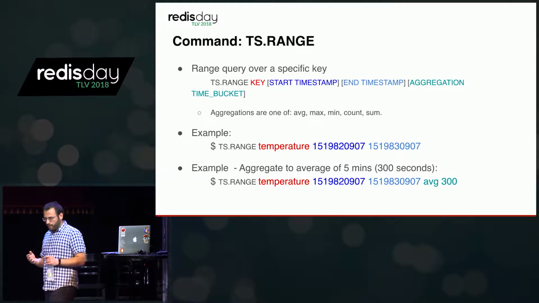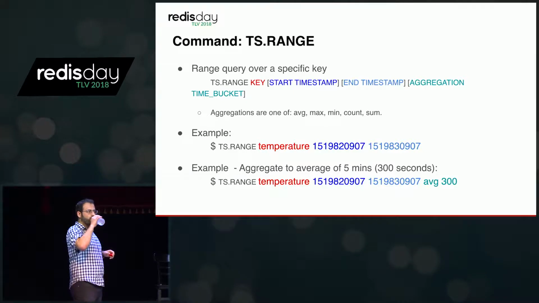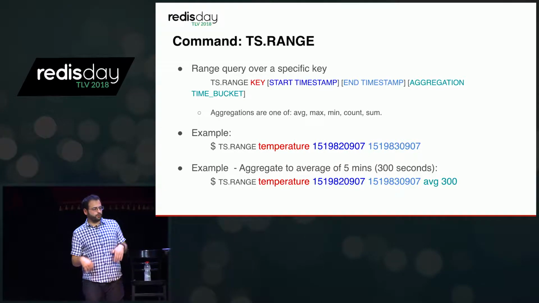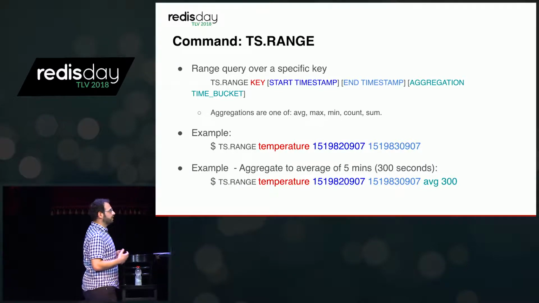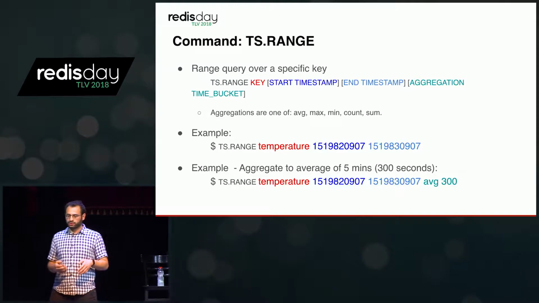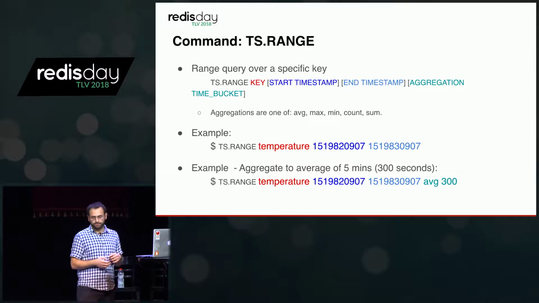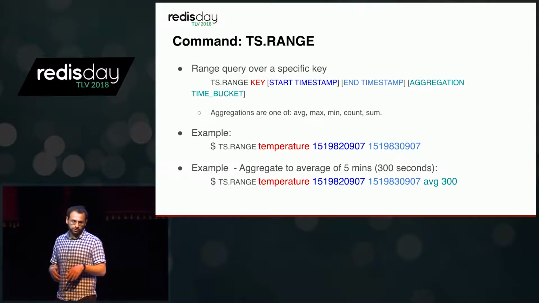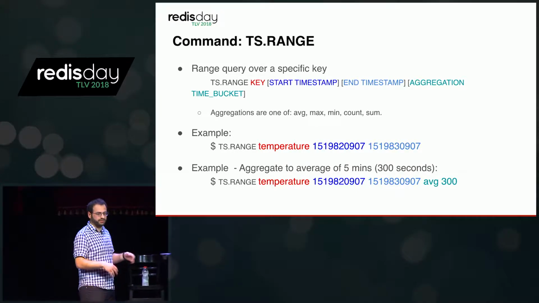OK, so the next command is the query command. It's called TS.RANGE. The TS.RANGE command is basically how you query the data and get the data back to you. The important thing about TS.RANGE is that it's not just a range query. It's also aggregated queries. You can aggregate using average, maximum, minimum, count, or sum. And you can pick what type of time bucket you want. So if you want to aggregate for 5 seconds, 10 seconds, or 1 hour, it's up to you.